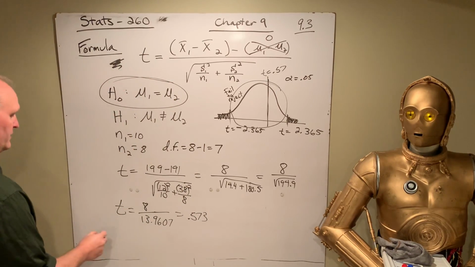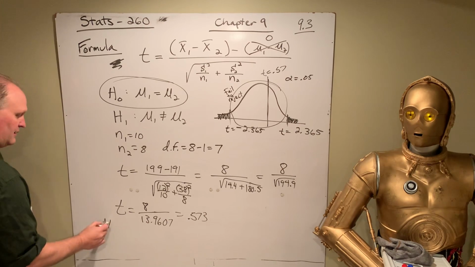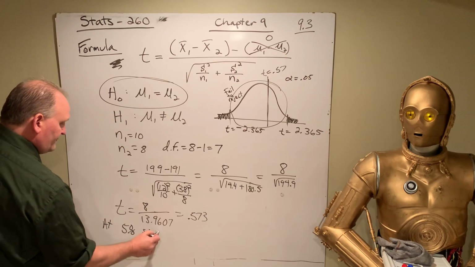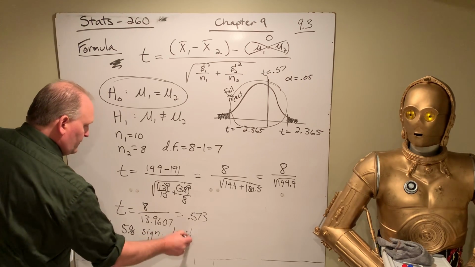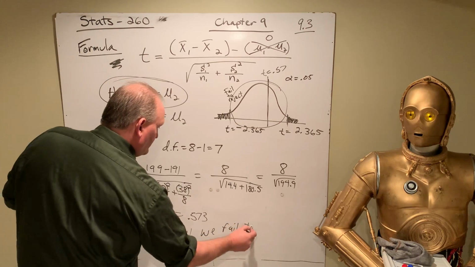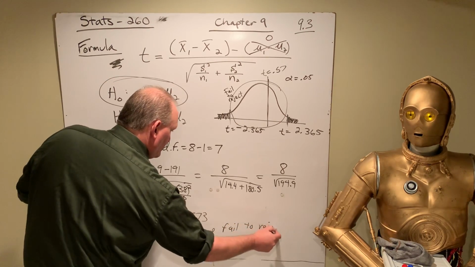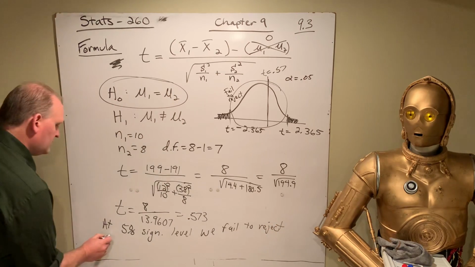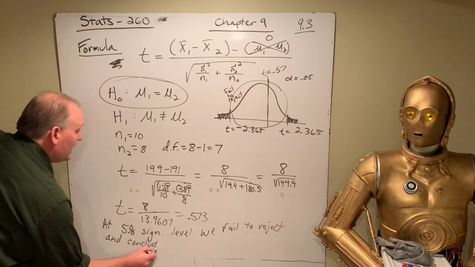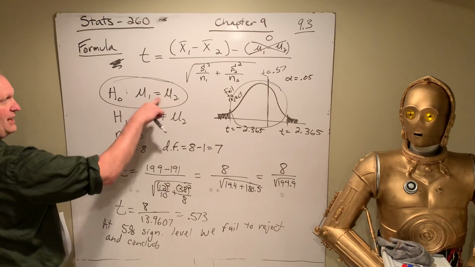And so we would write down at 5% significance level, we fail to reject, and conclude the average size of the farms are the same.